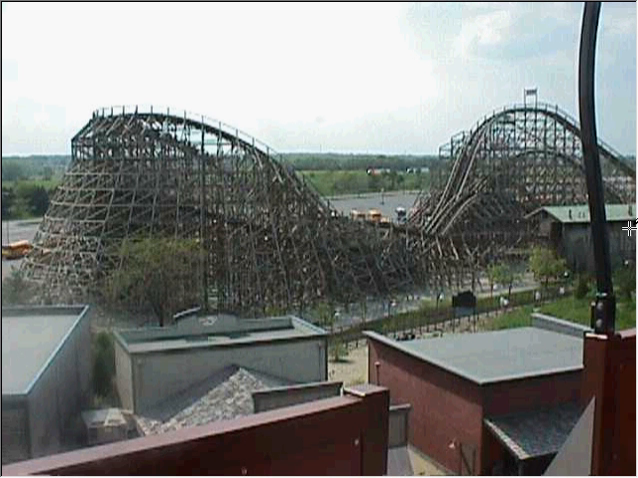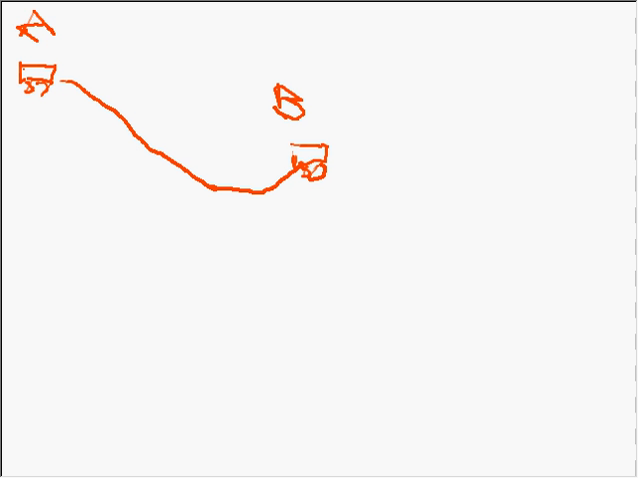Let's take a look at using the conservation of energy to figure out how fast the Viper is moving at any point along its path during the ride. First, let's start off with a simple sketch. The coaster starts at point A and falls to point B.